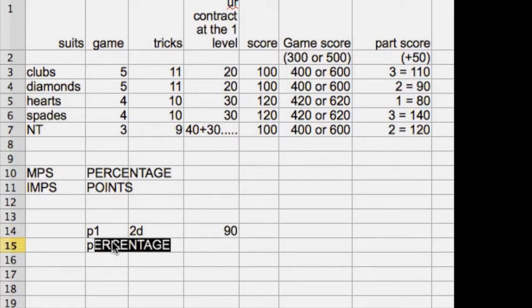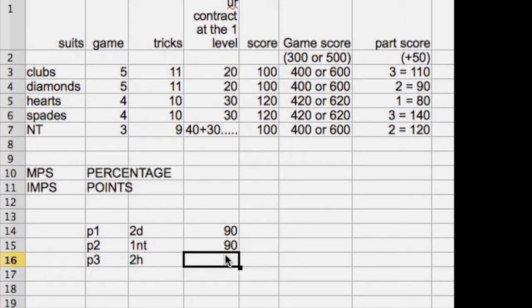Pair 2. And they bid 1 no trump. And what do they get for 1 no trump? You get 40 and 50 is 90. Okay? Pair 3. What did they bid? They were 2 hearts, assuming.